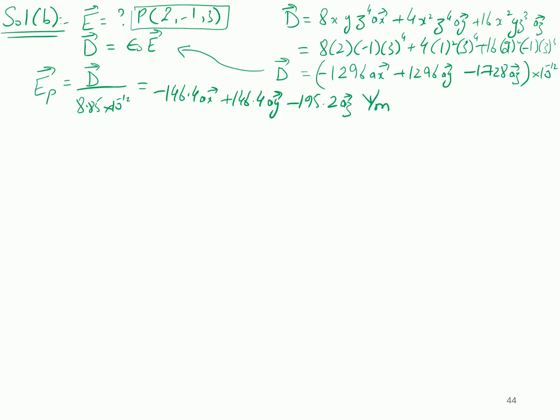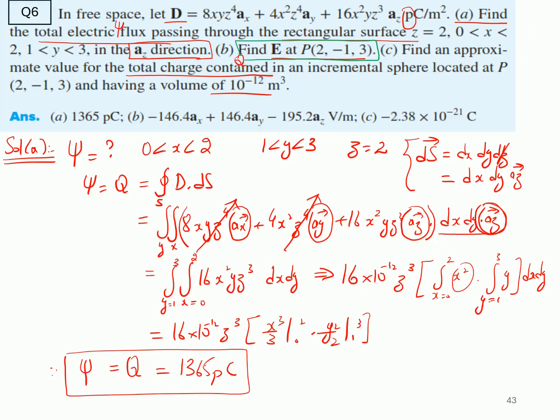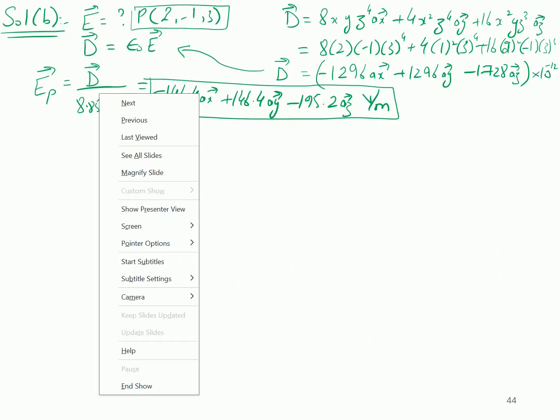So this is the electric field intensity which we are getting. We need to confirm it. Yeah, we are getting this. So this is fine. Now let's come to the final part of the problem, and that is part C.